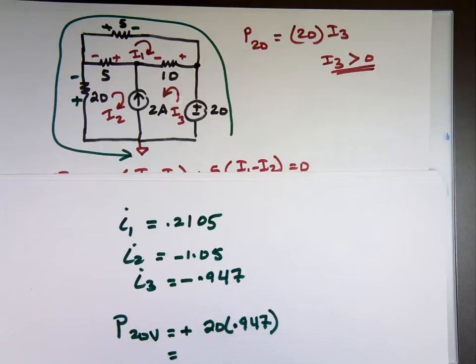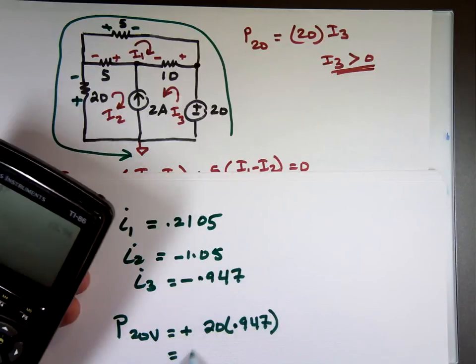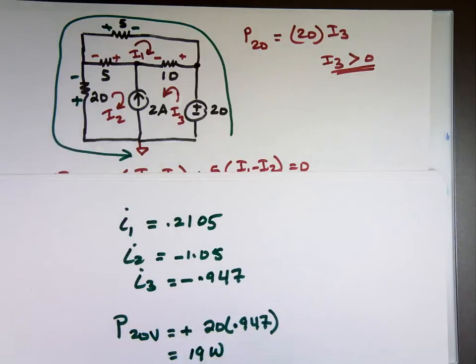Sometimes if I just do it one step at a time, I'll be safer. 20 times 0.947, 19 watts. But it shows as 19 watts absorbed, not supplied. Did the question say supplied? Yes. And the answer is 19.